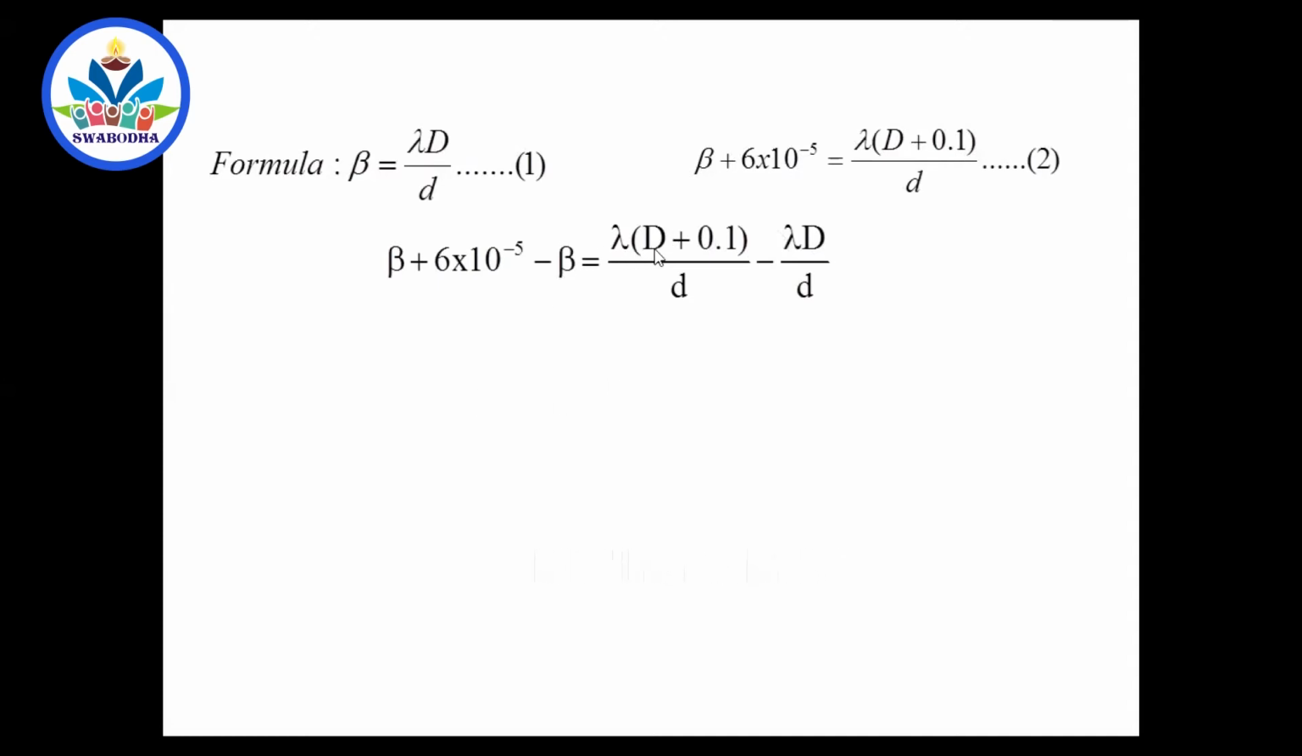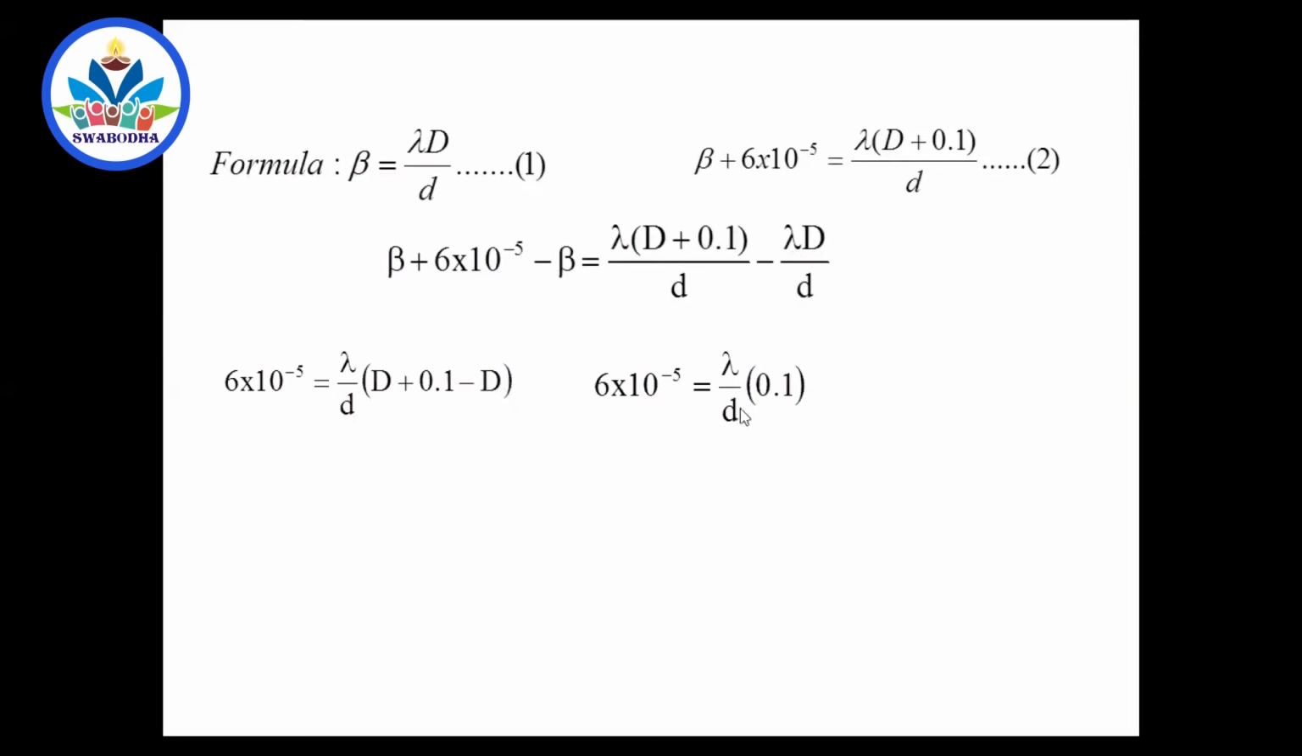You take lambda D plus 0.1 lambda by d. So you can spread it. 6 into 10 to the minus 5. Beta minus beta got cancelled. Lambda by d is common, correct? And what is here? D plus 0.1 minus D. Is it correct? Lambda by small d times D plus 0.1 minus capital D. Right? D gets cancelled. So what is the next equation? 6 into 10 to the minus 5 is equal to lambda by d into 0.1.